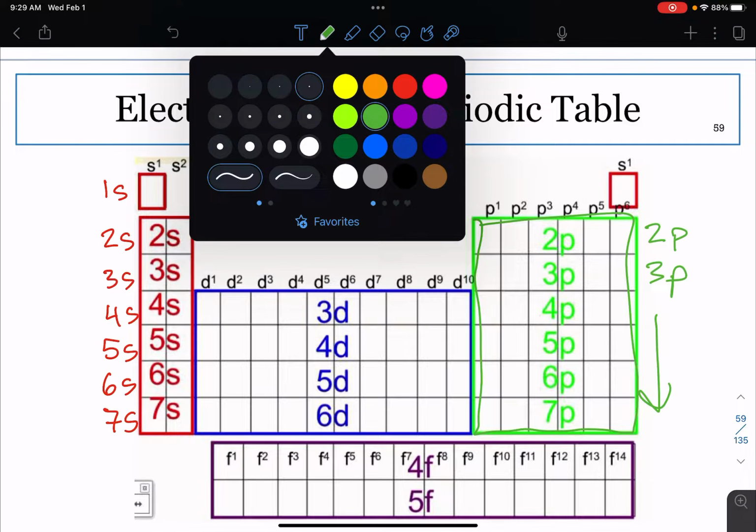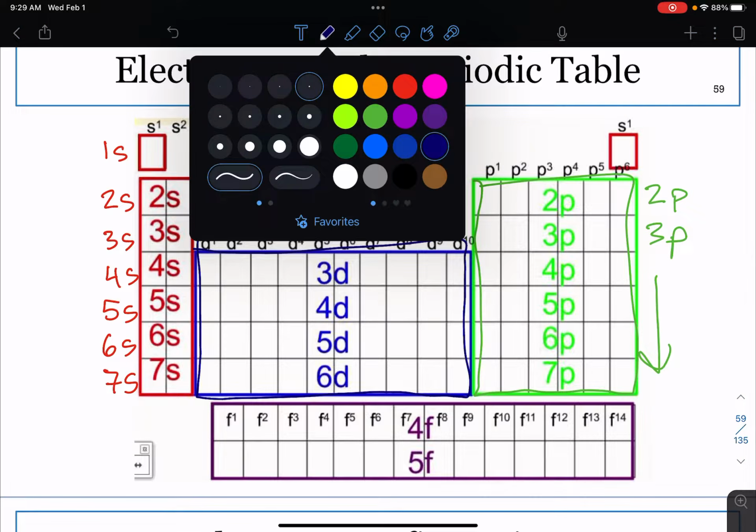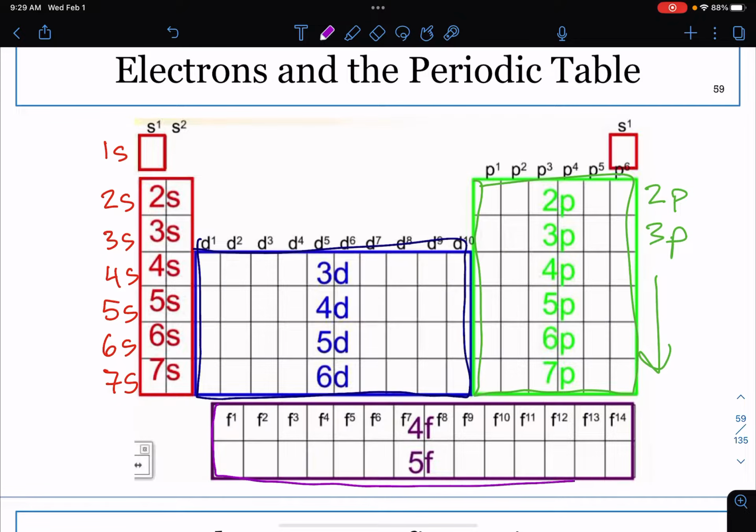Then comes the D block in another color, and that's this section right here. There is no 1 or 2d, but it starts with 3d, even though it's in the 4th shell, or 4th energy row. Then the F block is down here, and this one starts with 4f. There's no 1, 2, or 3f, or 6 or 7f at the moment. We have 4f and 5f.